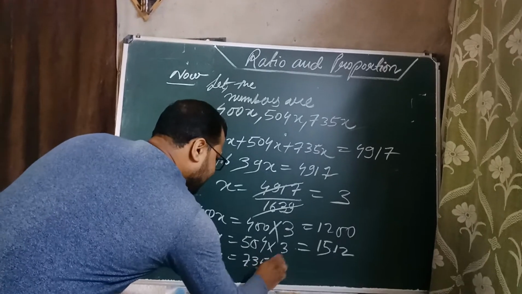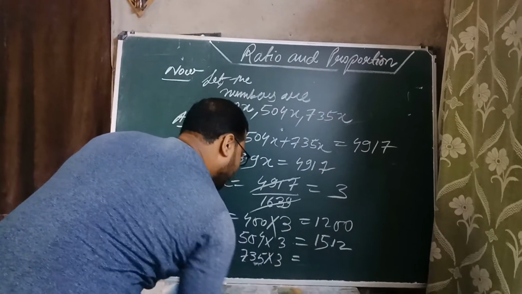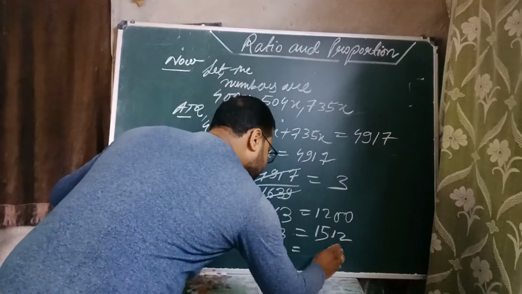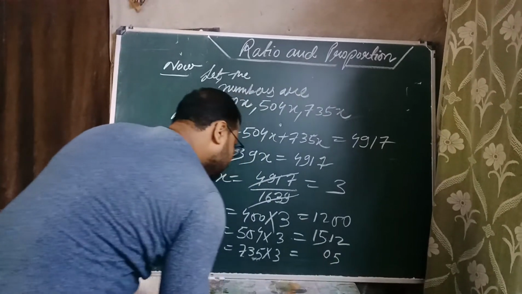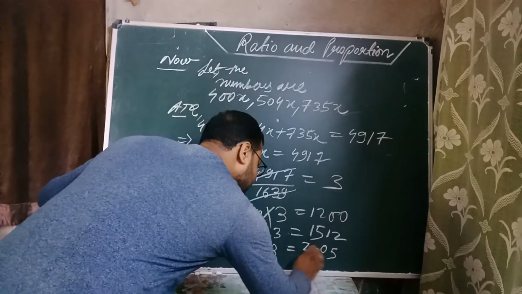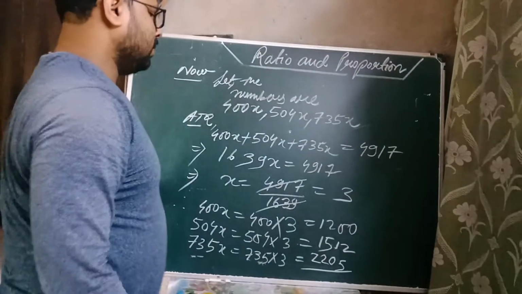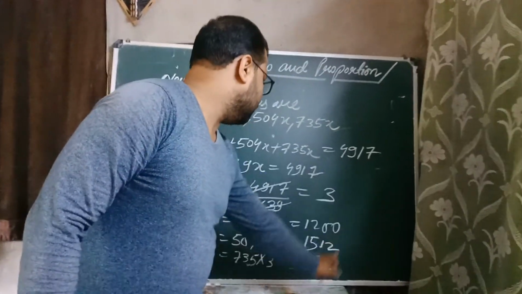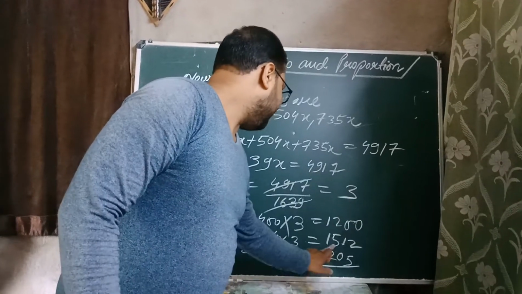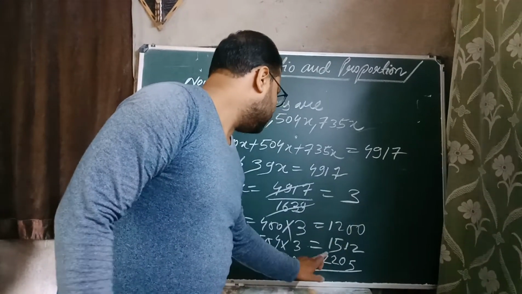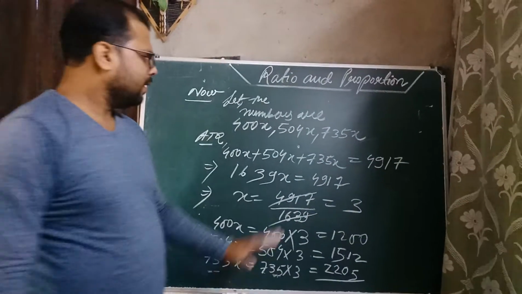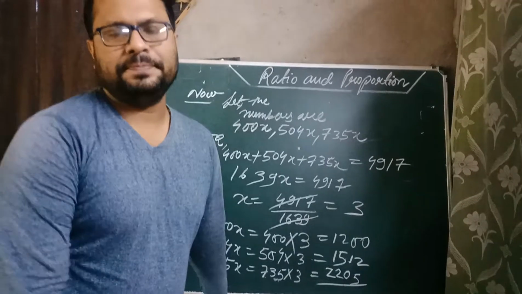So 735 into 3. 5 3s are 15. 3 3s are 9. 9 plus 1 10. In hand 1. 7 3s are 21. 21 plus 1 22. You add it up, you will get the same number. 5 plus 2 7. 1. 5 to 7 plus 2 9. And 2 1 3 1 4 4917. So justified also. In this way the question has been solved.